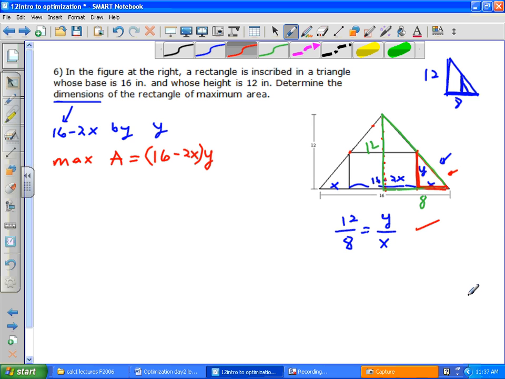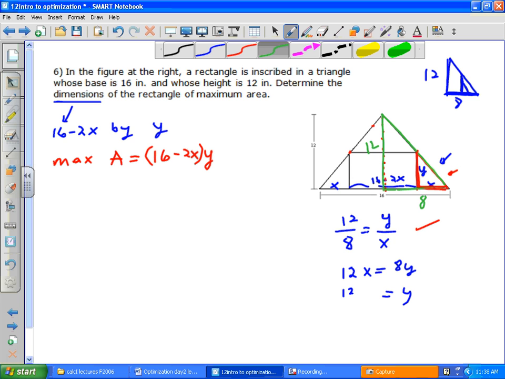All right, let's go ahead and complete this question. Now that we have an equation that relates our variables x and y, and we also know what we are supposed to maximize, which is the area of the rectangle, which we had determined to be 16 minus 2x times y. Okay, first thing I'm going to do is go down here. Since 12x equals 8y, I'm going to get y in terms of x.